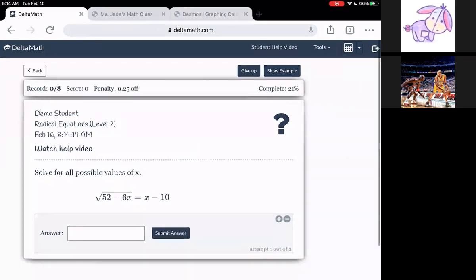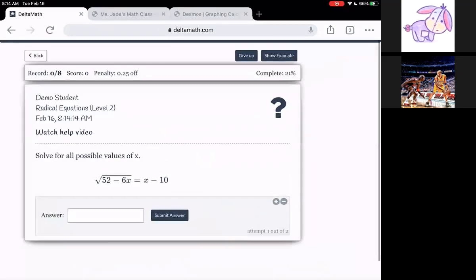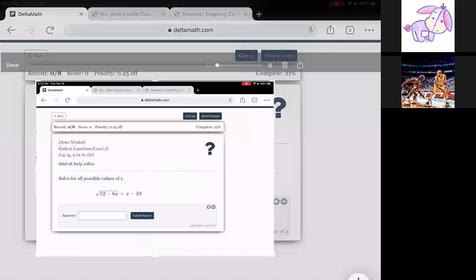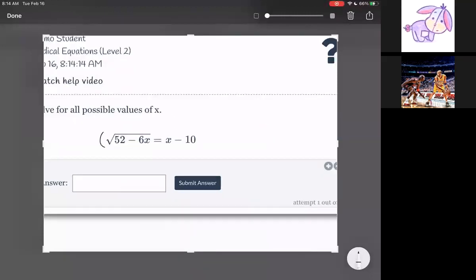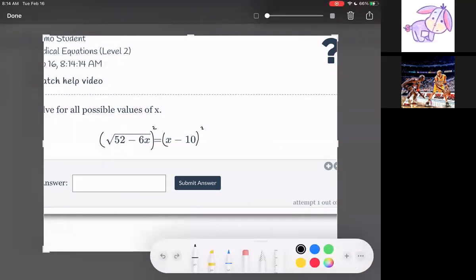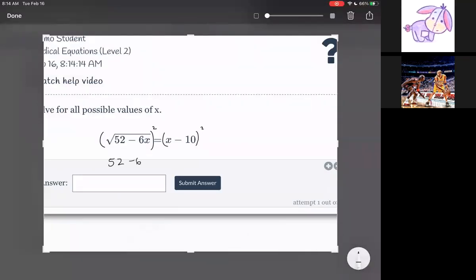So what we want to do first is square both sides. Once the radical is isolated, you get to square both sides. I'm just going to write it like that. On the left side, we don't have the square root anymore because we just squared it and it's going to cancel out. So we get 52 minus 6x. On the right side, we're going to have to expand it out.